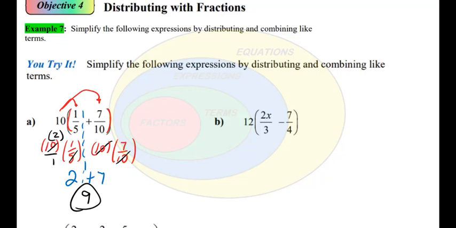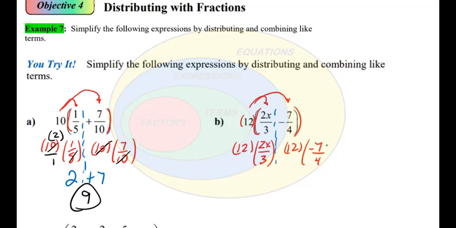On the next problem, again, it's one term with a grouped factor. I need to take 12 and distribute it to each of the terms. When I do that, I'm going to end up with two separate terms. The first one is 12 times 2x over 3, and the next one will be 12 times negative 7 over 4.